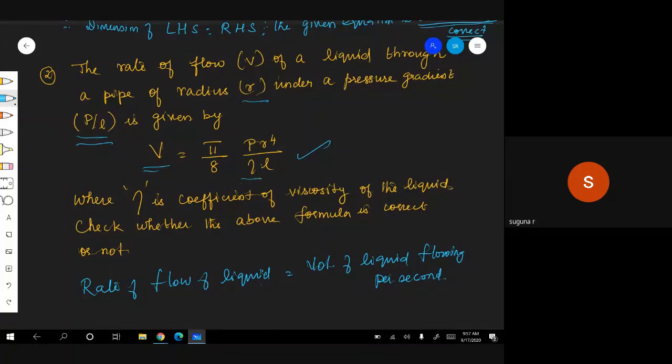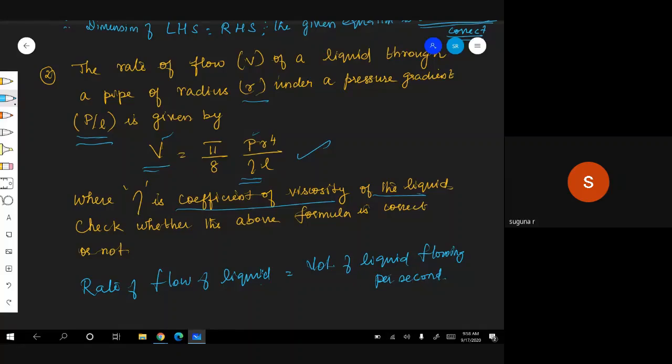This is what is called eta, where eta is the coefficient of viscosity of the liquid. That you will be learning afterwards. But for checking both sides, you should have the dimensions for V, P, R, eta, L. Everything is required now. You should have an idea about it, therefore you should have an idea of the dimension of eta also. What is the dimension for eta?